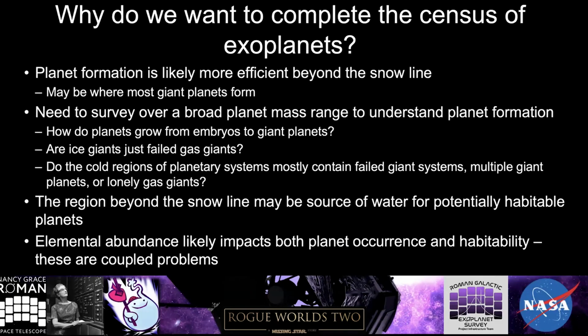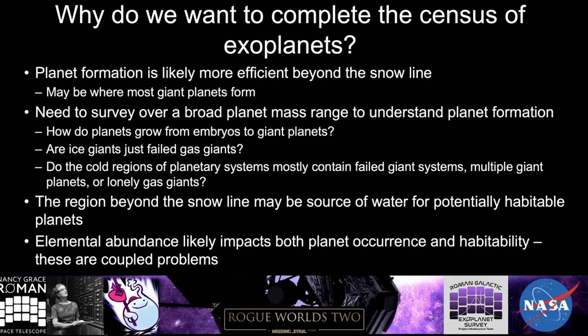So if you care about habitability, you want to know how that water gets delivered to the habitable zone, because there's this paradox that the location of the habitable zone is generally inside the water ice line in the protoplanetary disk. So the stuff that you make habitable planets with is probably dry.